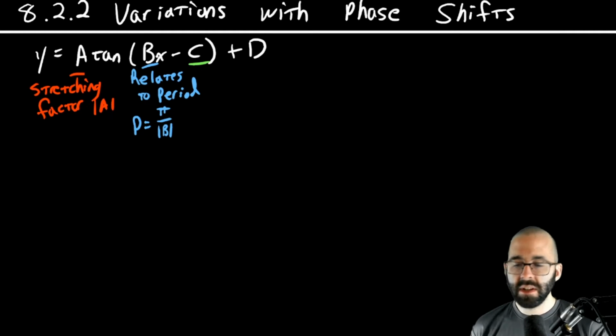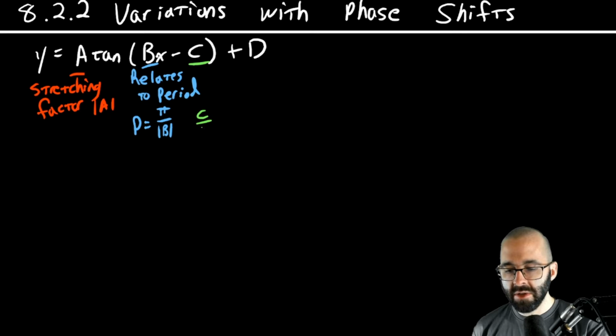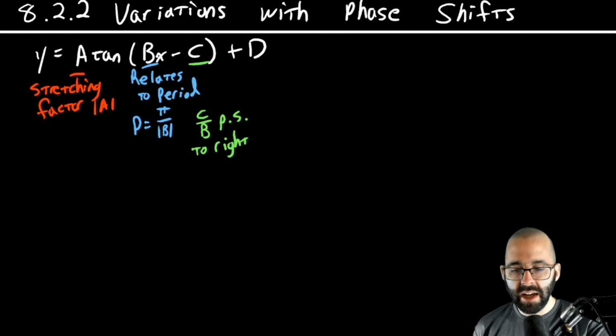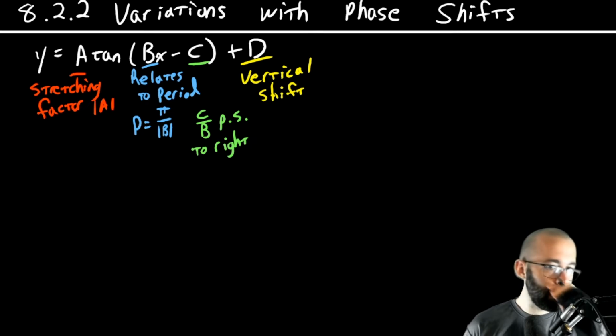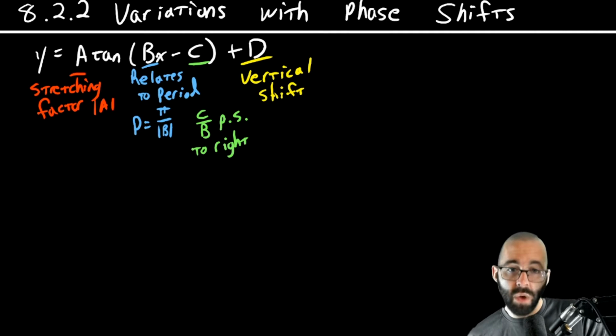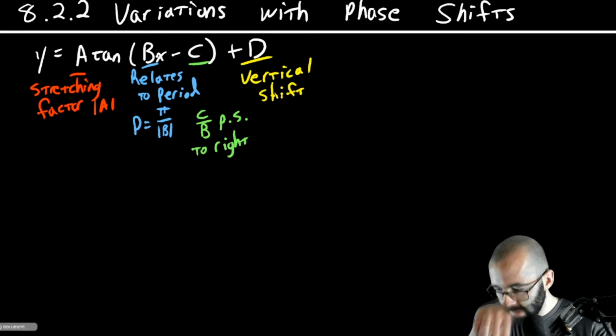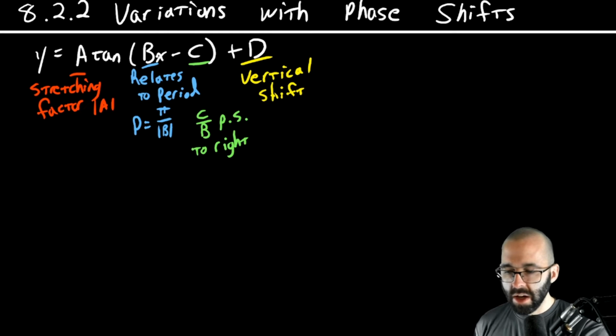And c is just going to be like before. C over b is the phase shift to the right. So if c is negative, meaning this is positive, then it's going to go to the left. And just like before, d is a vertical shift. Okay, so this is really just combining what we did in the last video, 8.2.1, with the previous section, 8.1 on graphing. All right, so let's do an example, talk more about graphing.